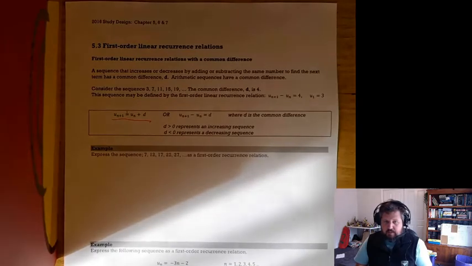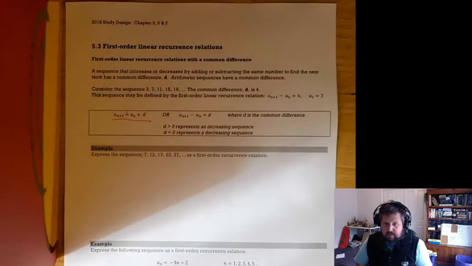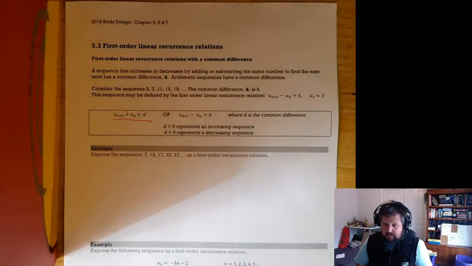Now, what you need to know is when you are finding the value of D, which is the common difference, if the value is greater than 0, that is, it's a positive number, that means the sequence is going to be increasing. It's going to be getting bigger and bigger. On the other hand, if you have a value of D that is less than 0, that means it's a negative number. It means it's going to be going down. It's going to be a decreasing sequence.